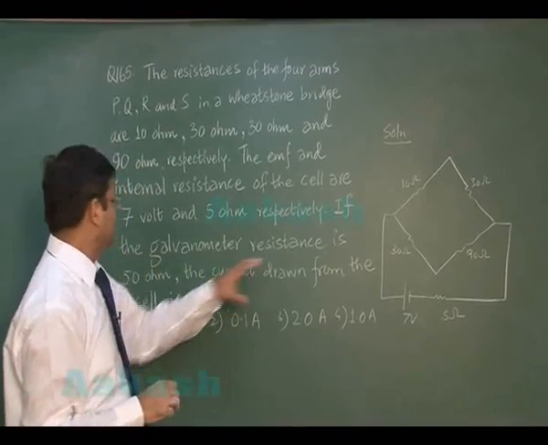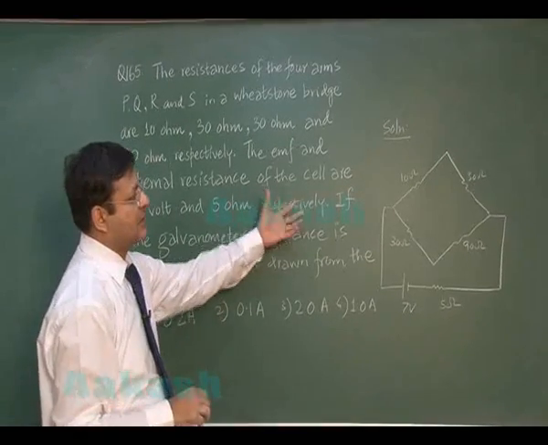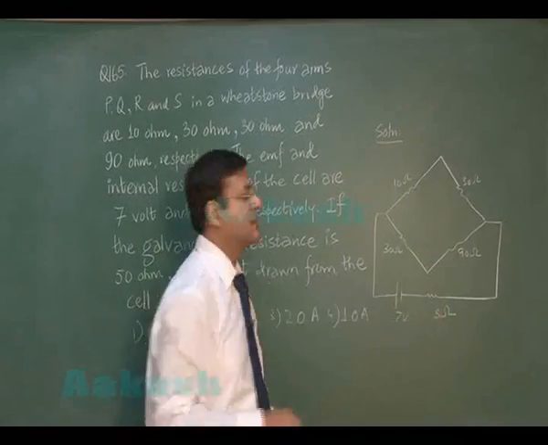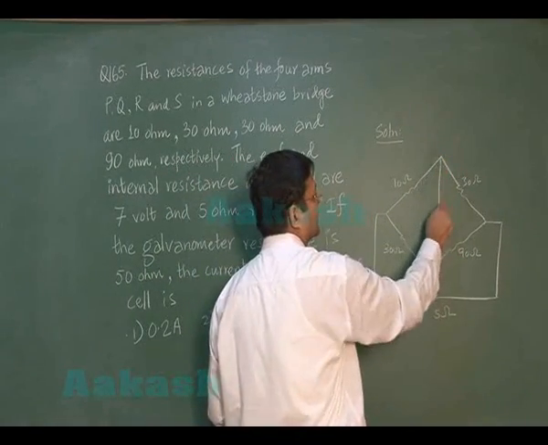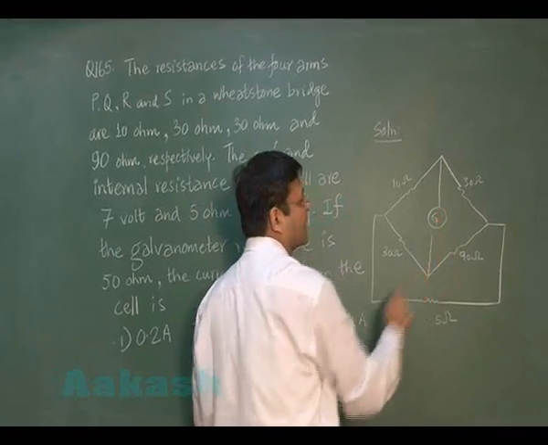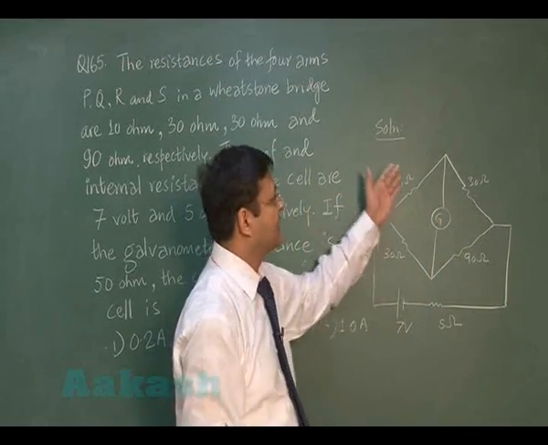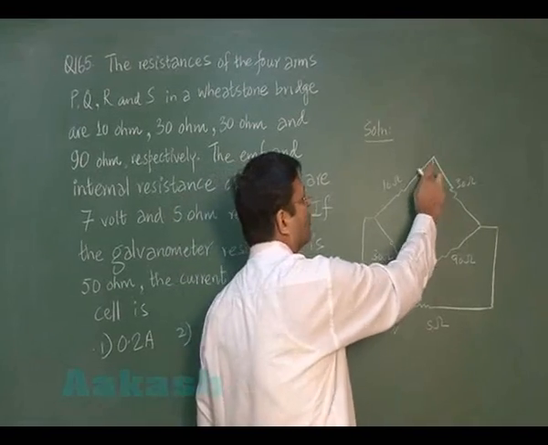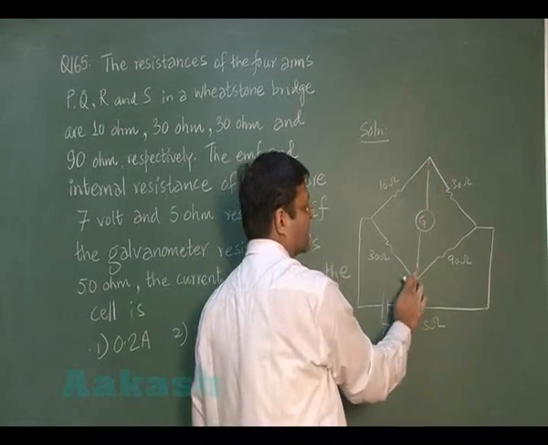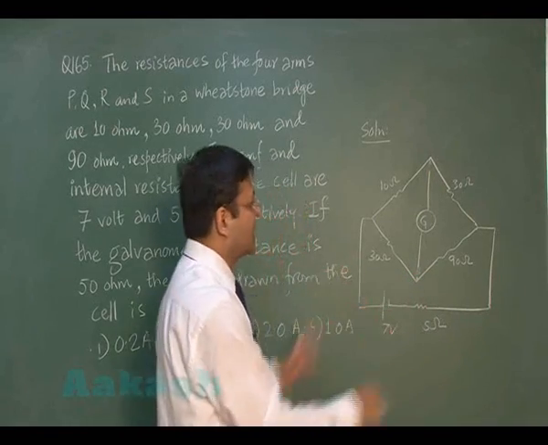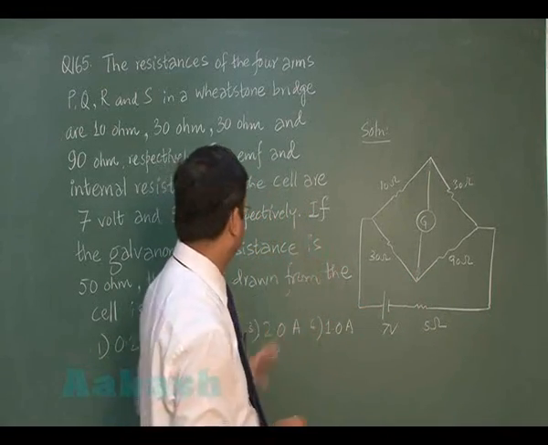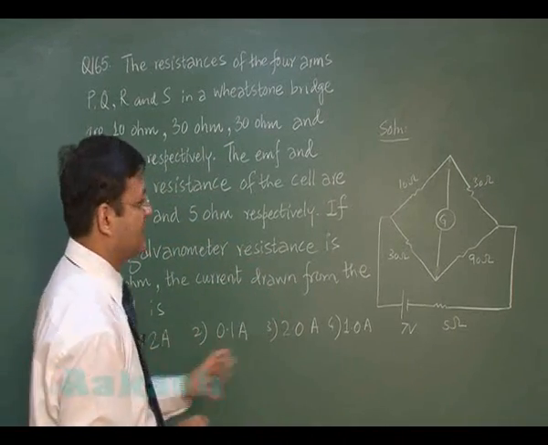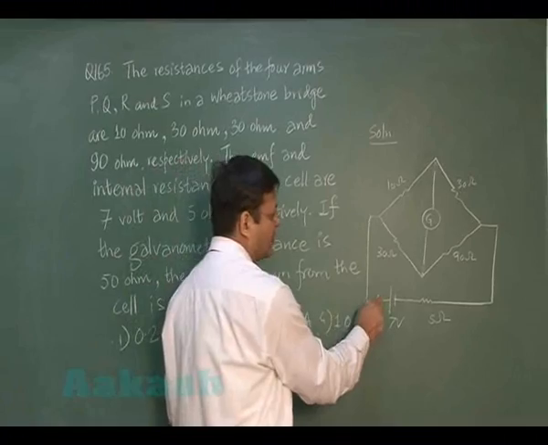If the galvanometer resistance is 50 ohm, now try to check whether it's a balanced bridge or not. You can clearly see it's a balanced bridge. Even if you are adding a galvanometer here, that is becoming immaterial. You understand why? Because 10 by 30 is the same as 30 by 90. So whatever is the value of this galvanometer, you can simply disconnect it from the circuit. And now this is the kind of situation. You are supposed to find out the current drawn from the cell. That means what is the current which is flowing here.